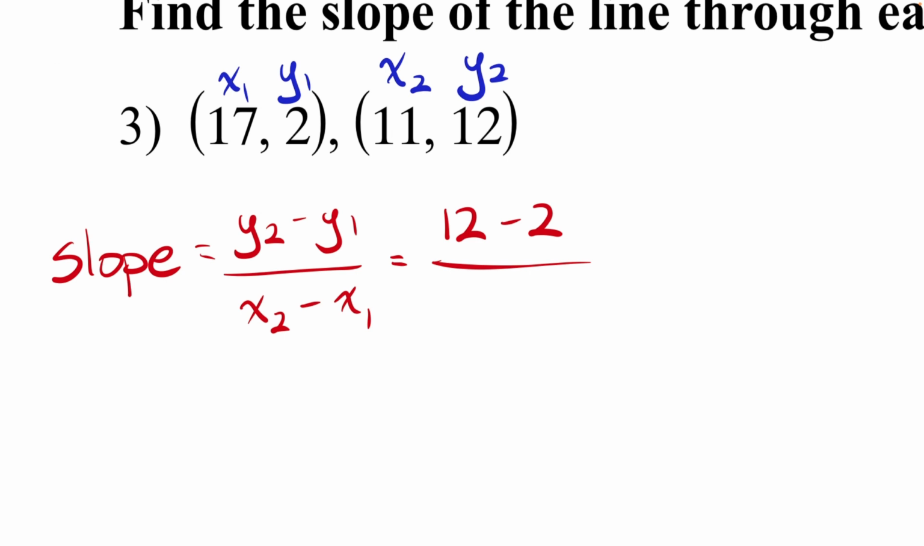All right, numerator's all filled in. Let's do denominator. Denominator is going to be x2 minus x1. Question? Yeah, go for it. So my x2, exactly, it's going to be 11 minus 17.